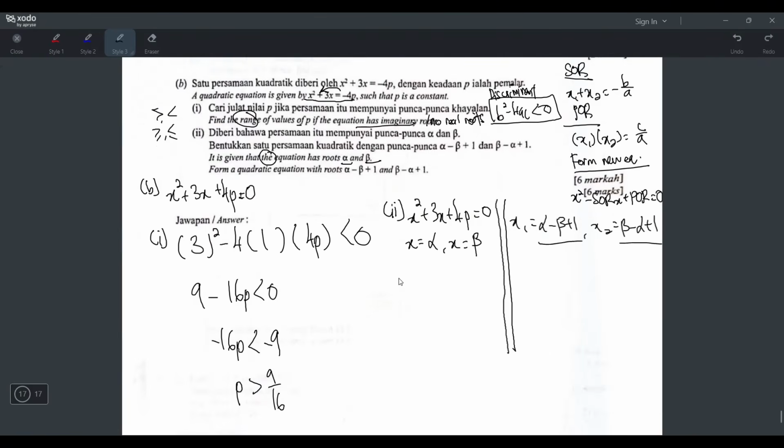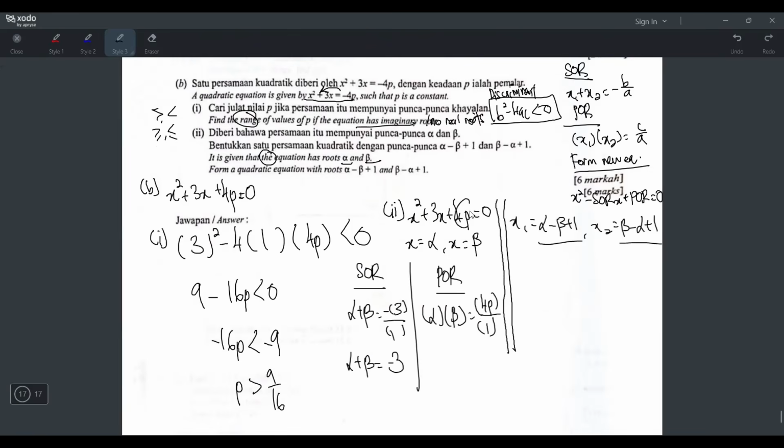Now I'll do SOPOR. One time is for this old equation, and the second time is for the new equation, so you have to do it 2 times. What is the formula for SOR? x1 plus x2 equals negative b over a. So alpha plus beta equals negative b over a. The b is 3, the a is 1, so alpha plus beta equals negative 3. Now do the POR. x1 times x2 equals c over a. So alpha times beta equals 4p over 1. The reason I can use this c and this a is because these roots are the roots for this equation. That's why you can use the c over a from here.